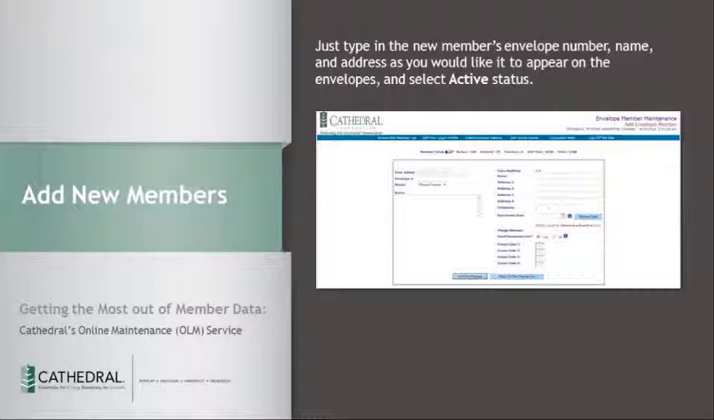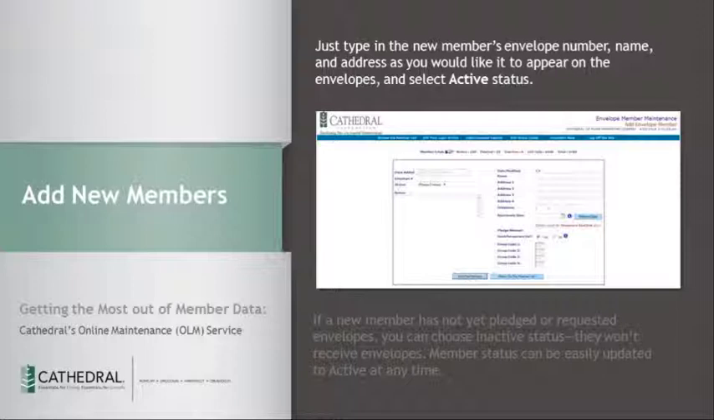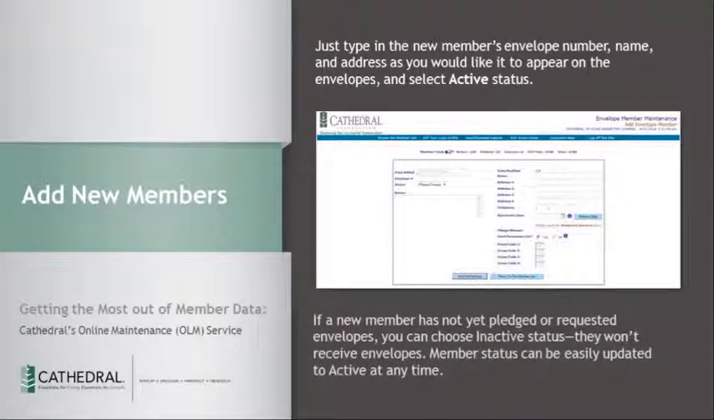of the list. To add a new member onto the system, you just type in their envelope number, name, and address that you'd like to have it appear on their envelope and click the active status. Now, if you don't click a status or select a status, you won't be able to enter the member onto the system. Once you click the Add This Member button, you'll see at the top of the member record a red line that will indicate that your member has been added to the system.